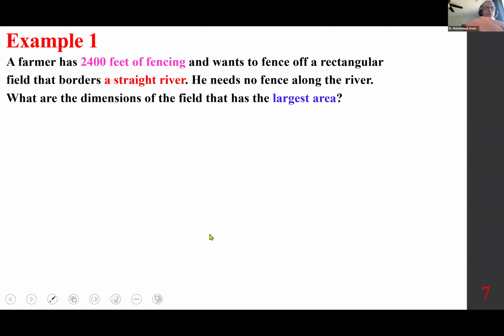So here's the first example we want to look at. A farmer has 2,400 feet of fencing and wants to fence off a rectangular field that borders a straight river. He needs no fence along the river. What are the dimensions of the field that has the largest area?